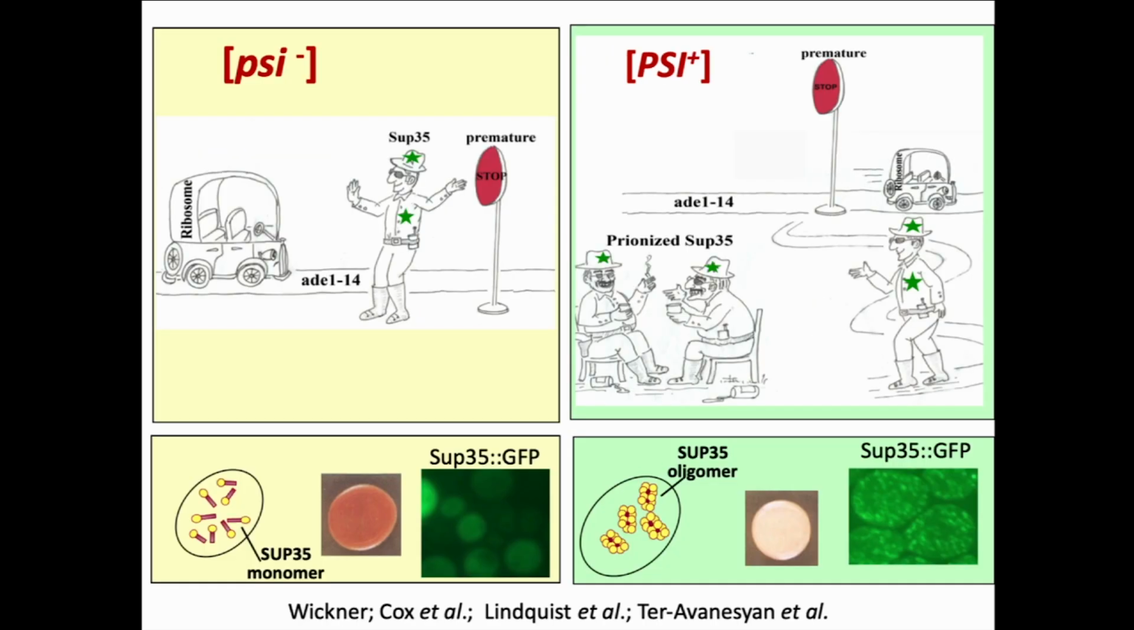So SUP35, the release factor, prevents the ribosome from reading through stop codons, and if there's an ade1 stop codon mutation, cells are red. In psi plus, however, the SUP35 release factor gets attracted away from its job and joins the psi seeds, and therefore there's a read-through and the yeast become white.